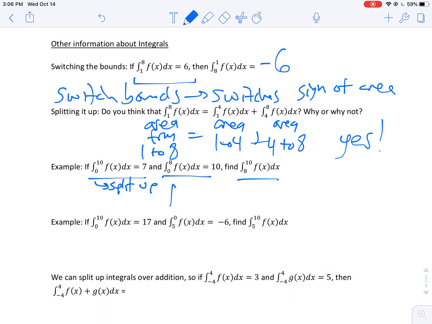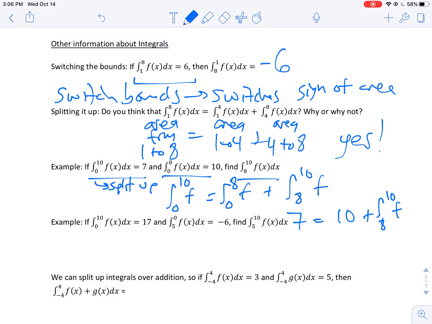So what we're saying is if we integrate 0 to 10 of f, that's equal to the integral 0 to 8 of f plus the integral 8 to 10 of f. And we're going to treat that whole integral just kind of like a variable. So when we say integral 0 to 10 of f, that's 7. So that's saying 7 equals 10 plus integral 8 to 10 of f of x. So then going backwards on that, you can subtract, and integral 8 to 10 of f is equal to negative 3.